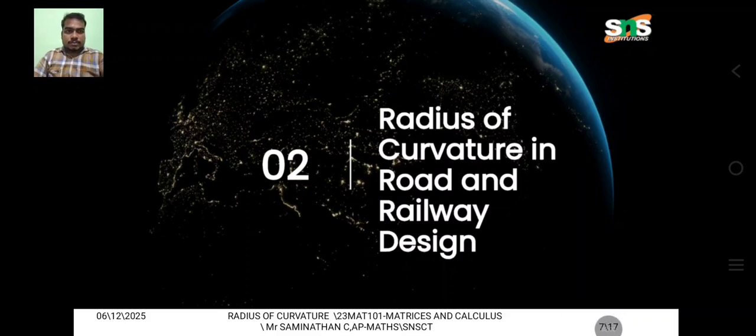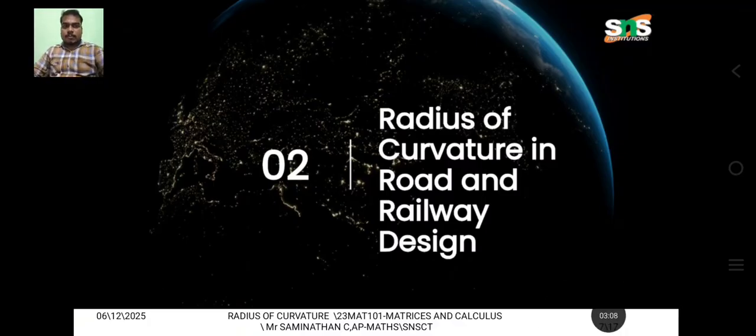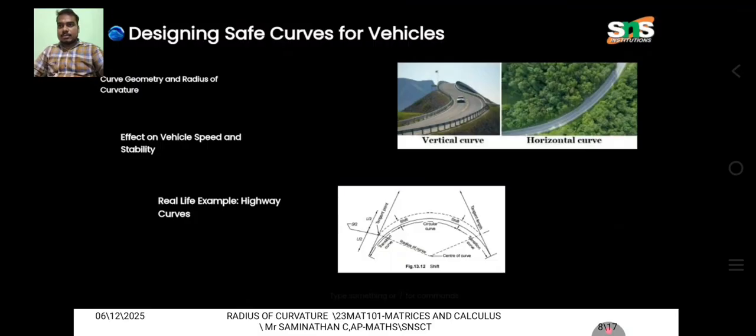Next, we see the radius of curvature in road and railway design. The radius of curvature in road and railway design is the radius of the circular arc that forms a curve, which is critical for determining the design speed, ensuring passenger and vehicle safety.